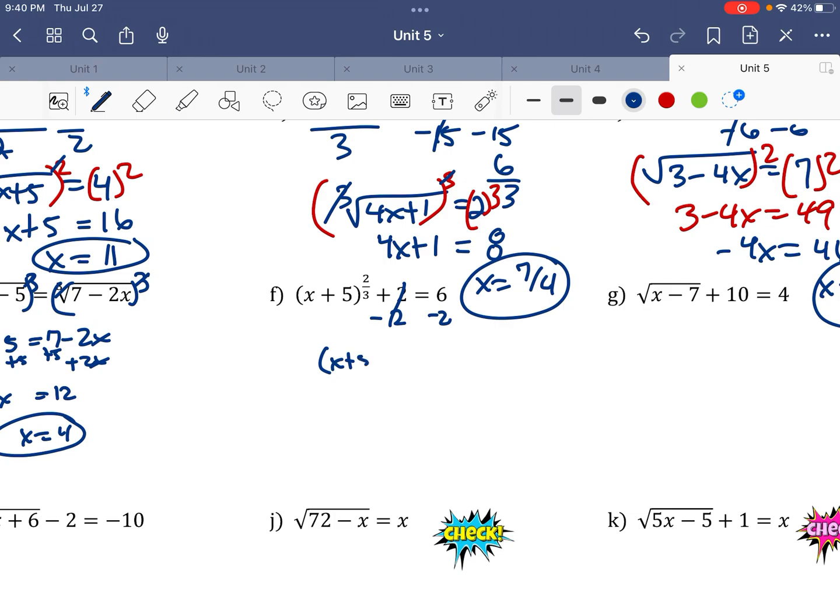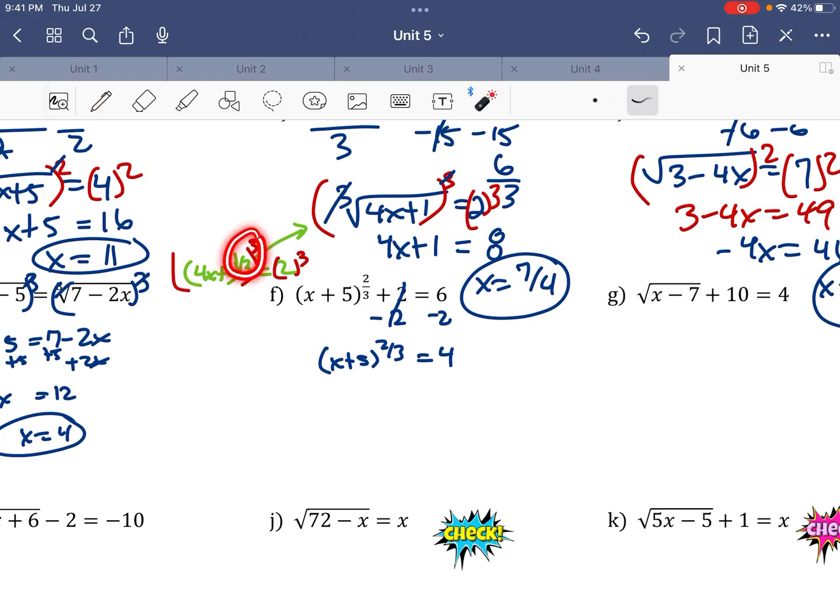All right, here I got take away 2. I'm going to isolate this. I got x plus 5 to the 2/3 equals 4. So now, what you're really doing earlier is this. When you see, for instance, a cube root of 4x plus 1, that's 4x plus 1 to the 1/3. Remember, a cube root is a 1/3 power. And so by applying this third power, you have a power and a power, and remember, you multiply those. Those are the reciprocals of each other. That's why they're canceling out. And so what we're going to do here to get rid of a 2/3 power is take everything to a 3/2 power.